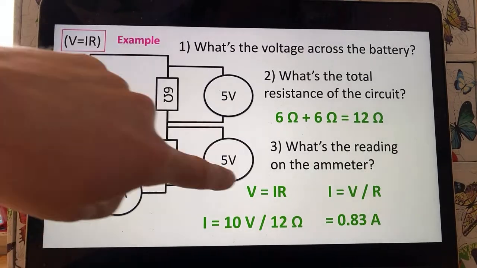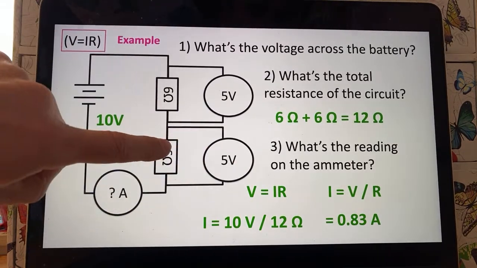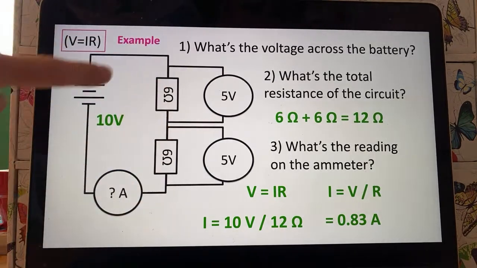So you could have just done 5 volts divided by 6 ohms, okay? Because that would tell you the current flowing through that resistor, but because it's a series circuit, it would tell you the current flowing through the whole thing.